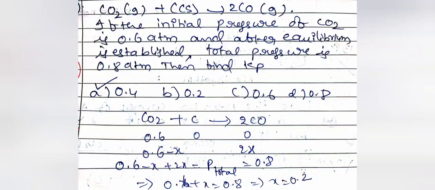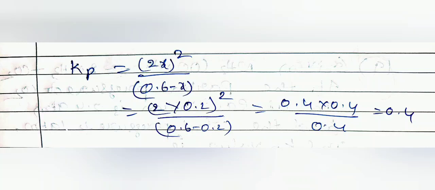Here is the solution. So initial pressure 0.6 minus x, then 2x pressure you will get on the product side. Ultimately 0.6 plus x as a total pressure, thereby we get x value 0.2. And Kp expression is (2x) whole square divided by (0.6 minus x), the answer is 0.4.